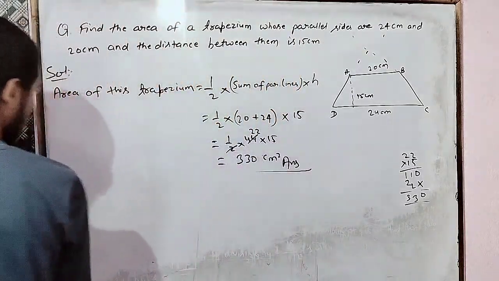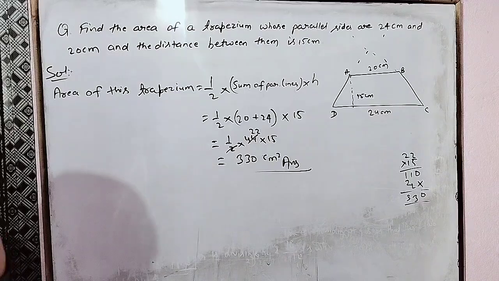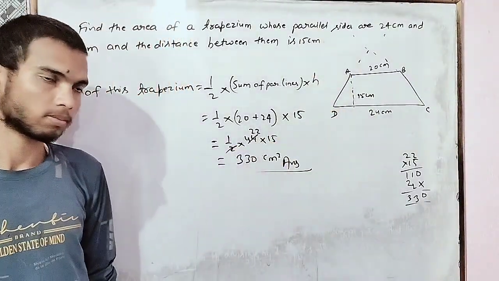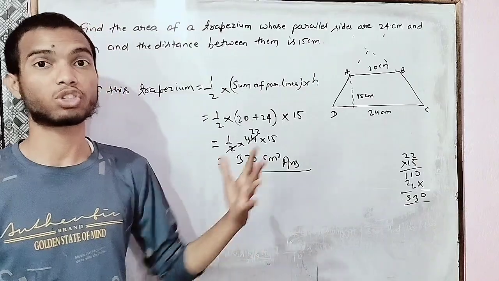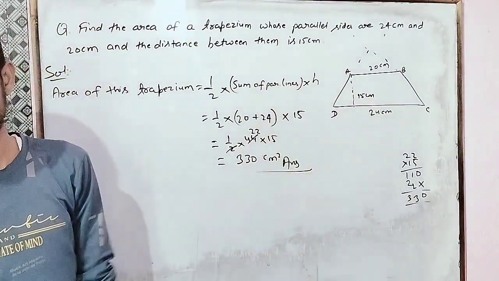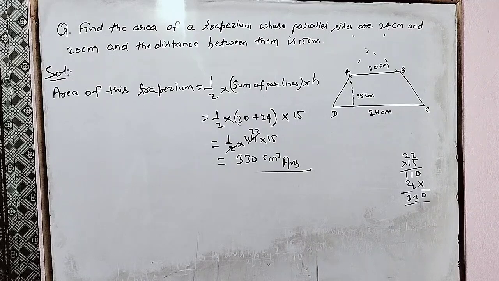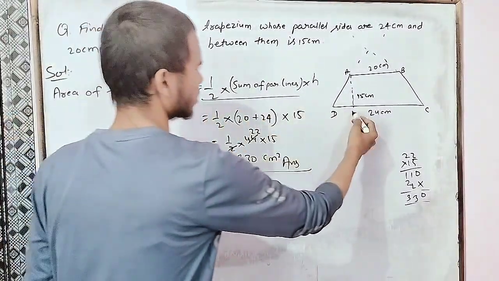So finally, 330 centimeter square is the area of this trapezium shape. This is it. You can see the process that I applied here, nothing but the formula of the trapezium.